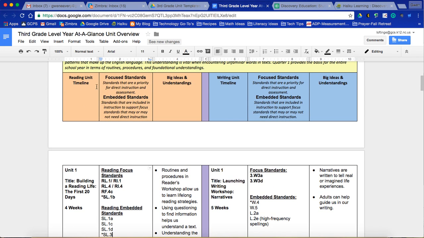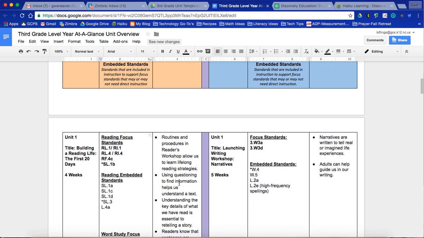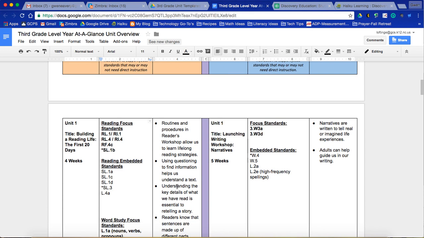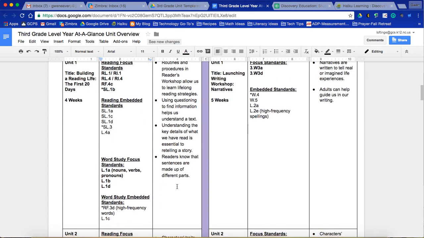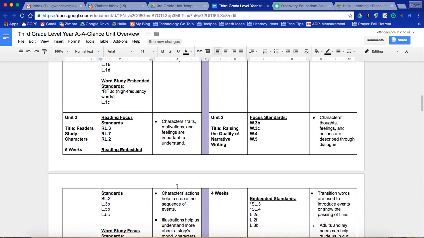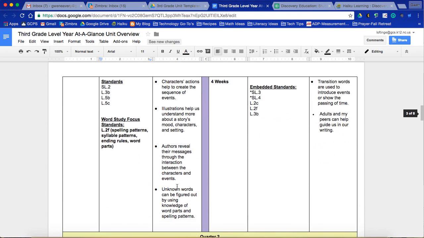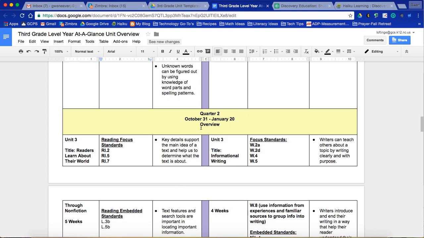So you have your unit timeline, your standards, and then the third column are your big ideas and understandings. And these are always going to be written in the form of a sentence. And this is similar to how we had it in our units before. So all these units are going to be set up the same way. So I'm going to scroll through. These units are a work in progress, and we depend on your feedback to continue to improve them.